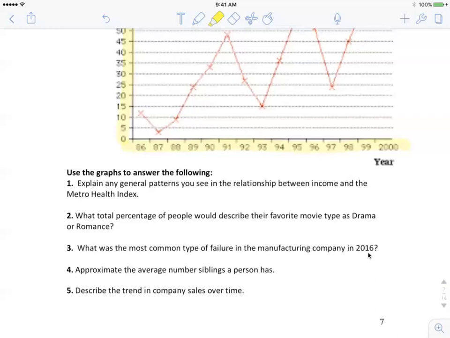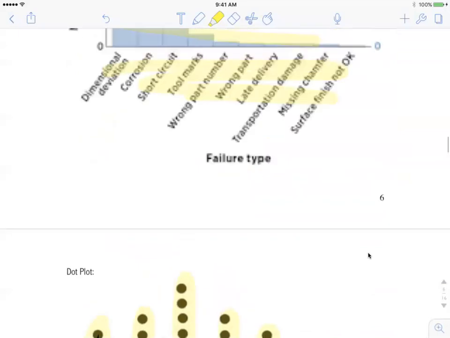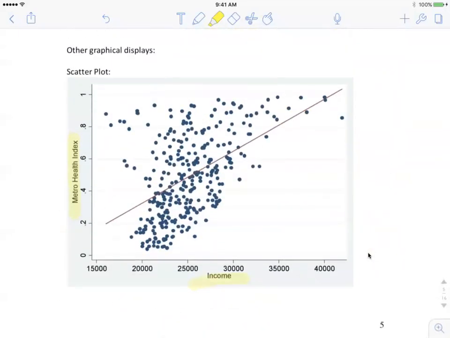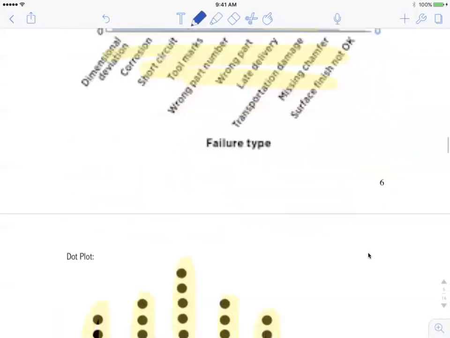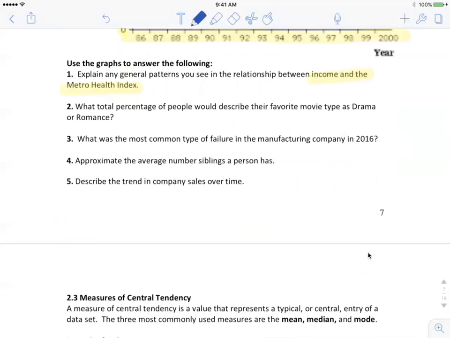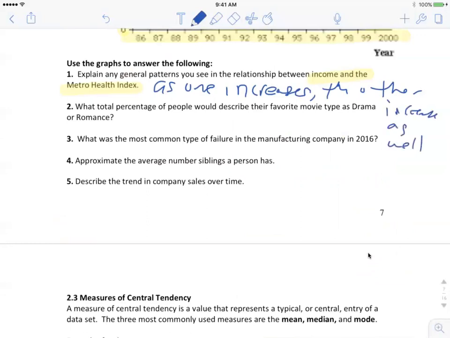So any general patterns you see in the relationship between income and Metro Health Index? So that's that scatter plot. Any patterns? Well, it looks like it's trending upwards, right? As income tends to rise, so does the health index. Just looking at that general pattern, it is rising, okay? So as one increases, the other tends to increase as well. That's awful handwriting. I'll clean that up.